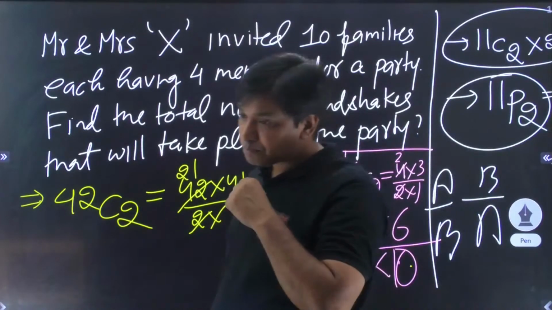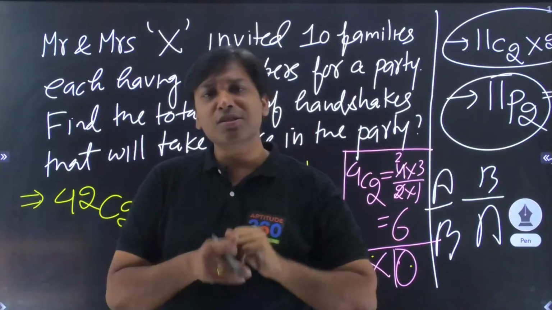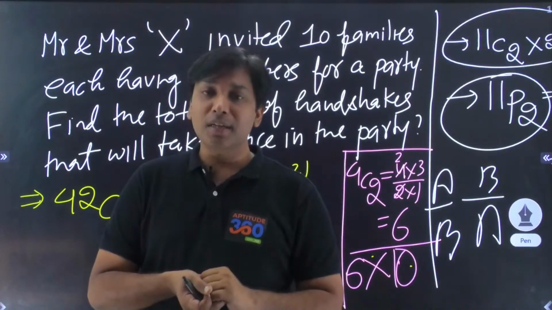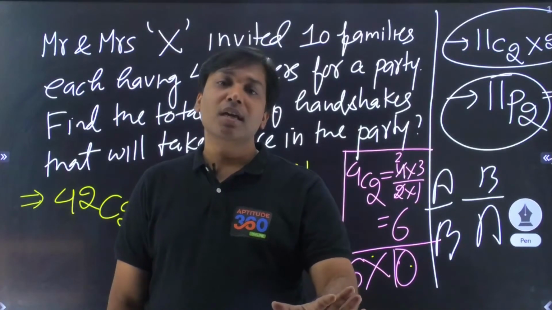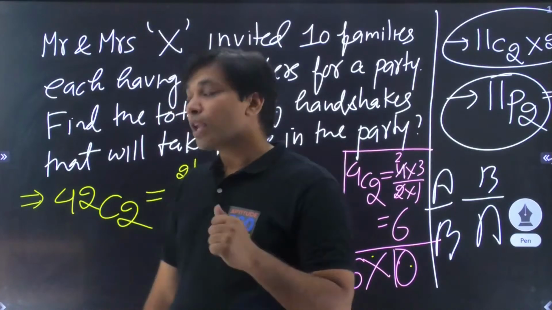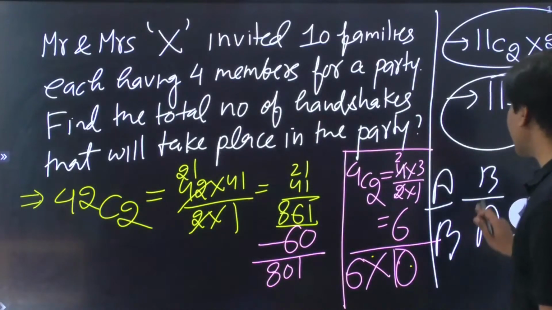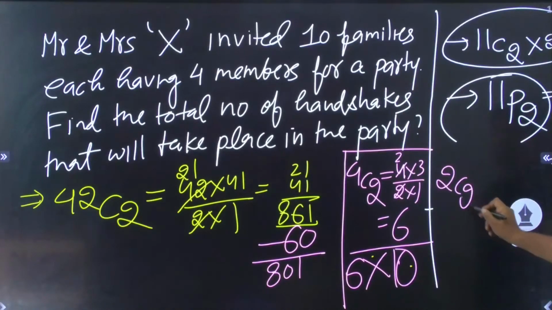अब इसमें Mrs. and Mr. and Mrs. X का भी हैंडशेक है। That should not have been there. Mr. and Mrs. X would not be having any handshakes, क्योंकि वो वही तो दोनों होस्ट हैं, आपस में थोड़े हाथ मिलाने लगेंगे। And Mr. and Mrs. X का कितना हैंडशेक्स होगा आपस में? 2C2, which is nothing but 1.